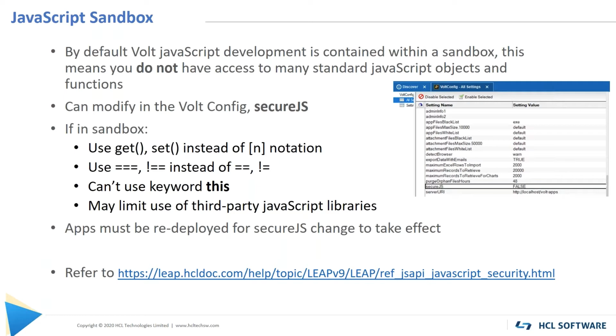And being inside a sandbox might limit your ability to import or use third-party JavaScript libraries. Some will work, some might not. I've encountered some that I've been able to use. Standard Dojo objects I can include if I'm in a secure environment, but anything that's written in basic JavaScript where it's going to be using array notation and things like that, you just won't be able to use them unless you go through and replace all of that. So quite a headache there. If you do make a change to secure.js, you will have to redeploy the app for it to take effect.